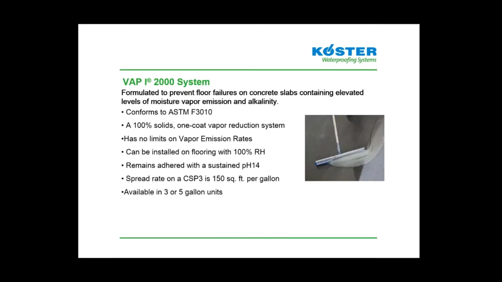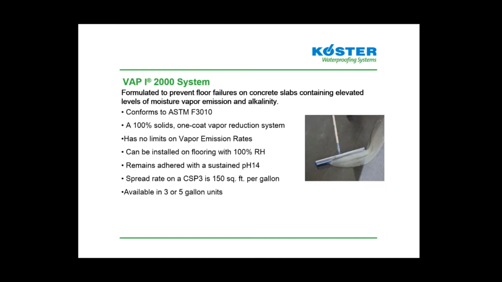The VAP 2000 system is a system that we've been kind of discussing that's formulated to prevent these kinds of flooring failures on concrete slabs with high levels of moisture, relative humidity, and alkalinity. These systems conform to ASTM F3010, so they are two-component liquid applied membranes, 100% solids epoxies. They're one-coat systems, with no sand broadcast or a second coat or anything like that. No limit on moisture vapor emission rate. It can be installed on floors up to 100% relative humidity.